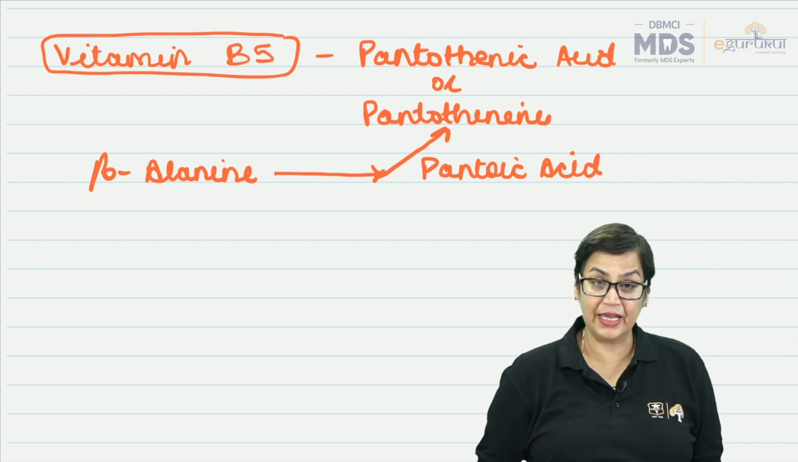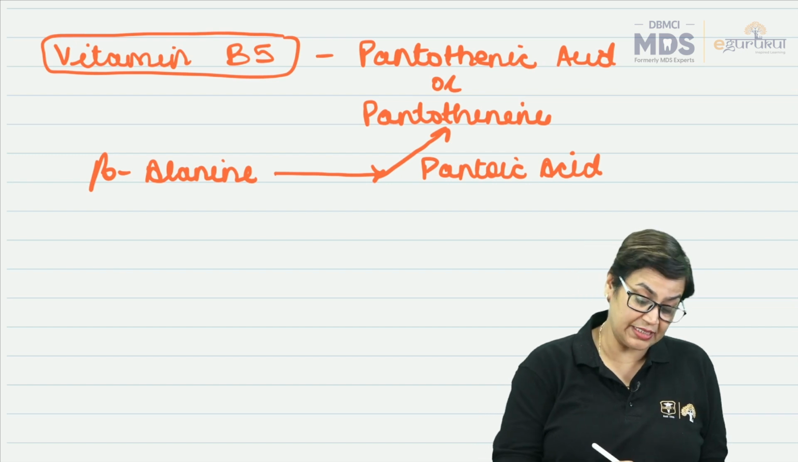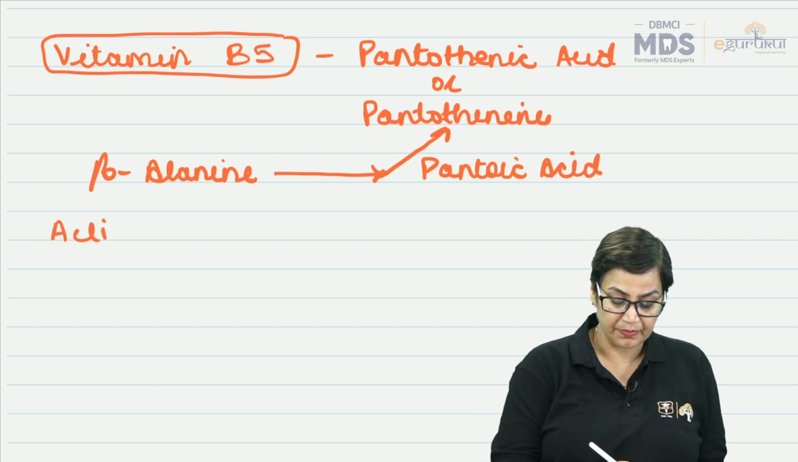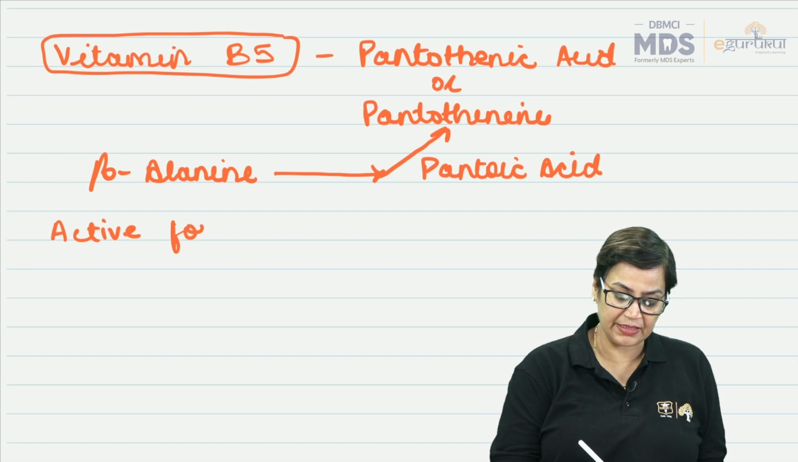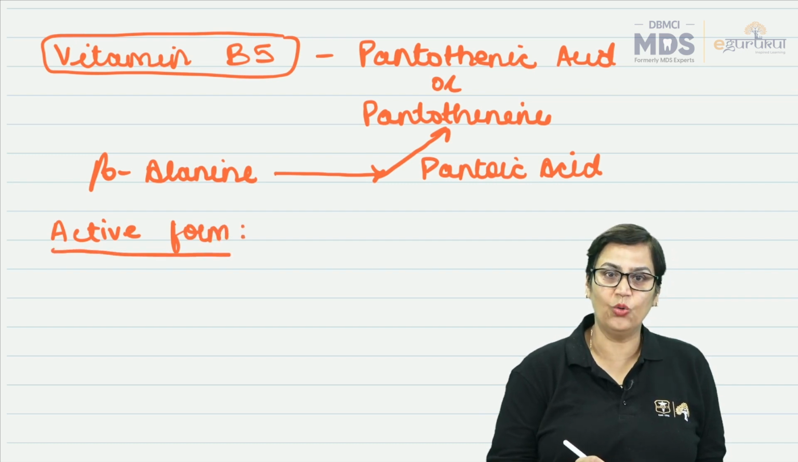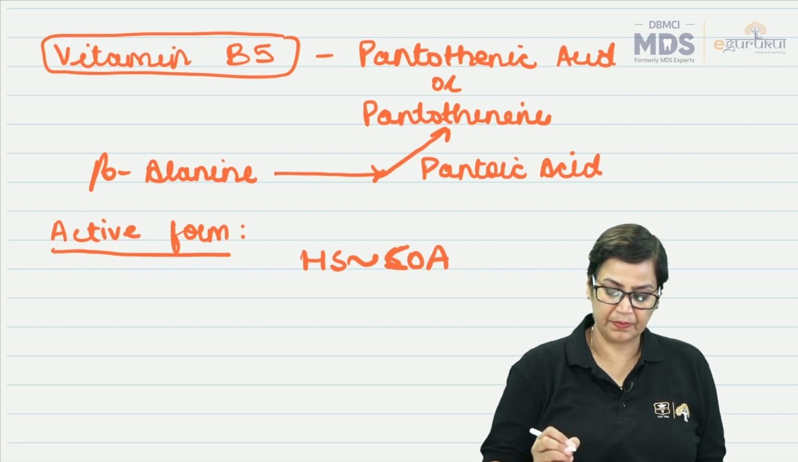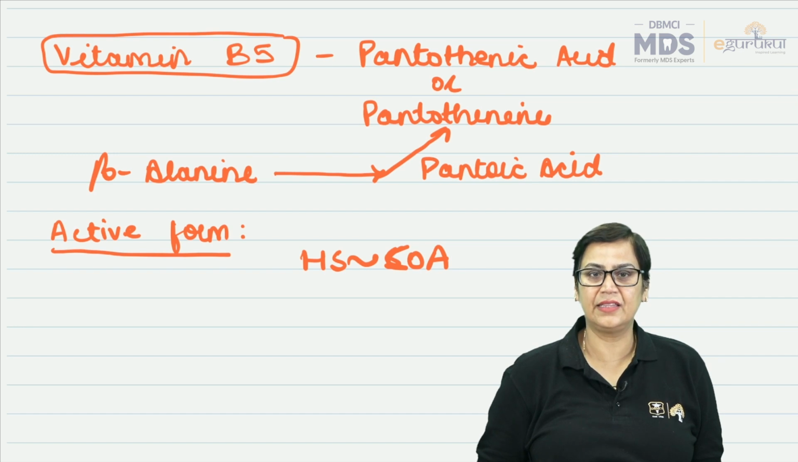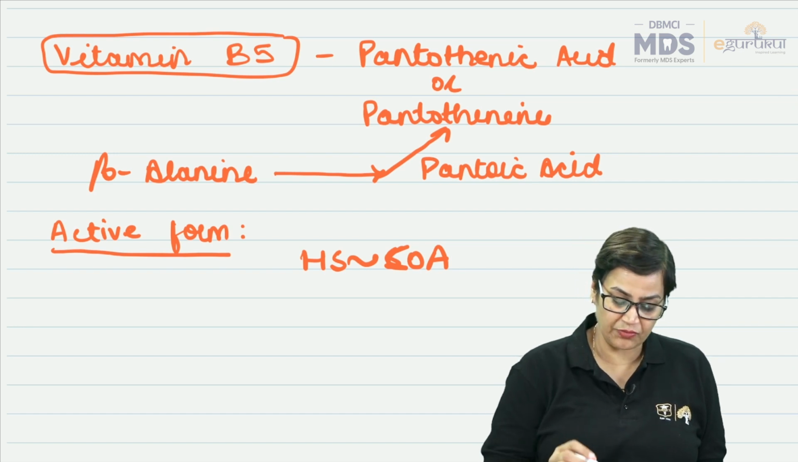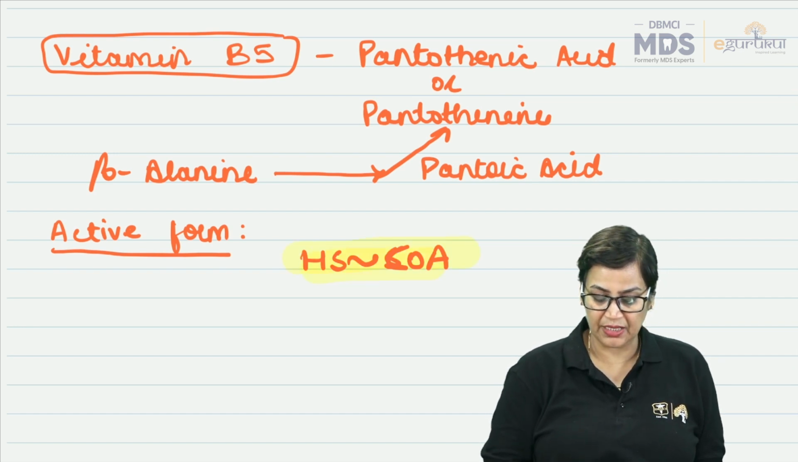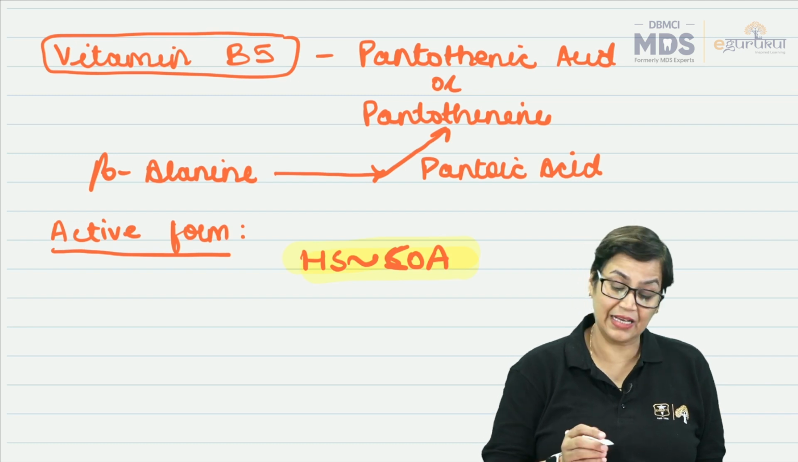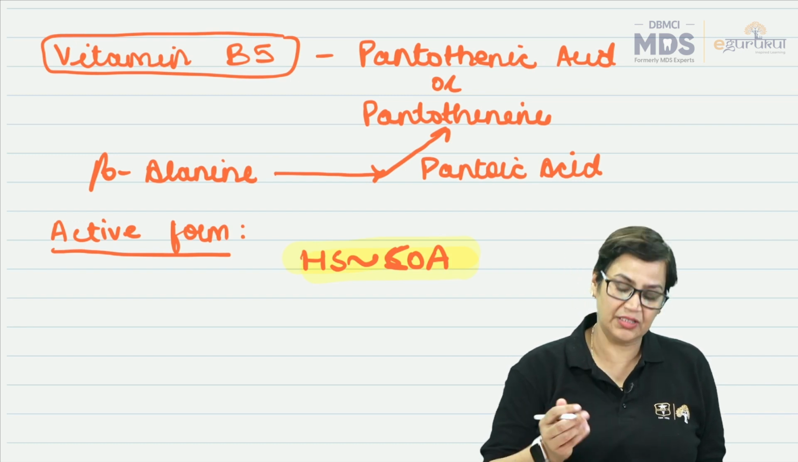Right. Now again, the same, the active form. What is its active form? Its active form is SH-CoA. This is the active form of pantothenic acid.